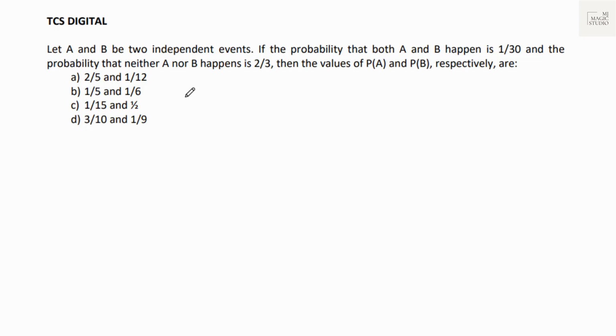Independent events A and B. The probability that both A and B happen, meaning the probability of A intersection B, since A and B are independent events, is given by P(A) into P(B). That is equal to 1 by 30.